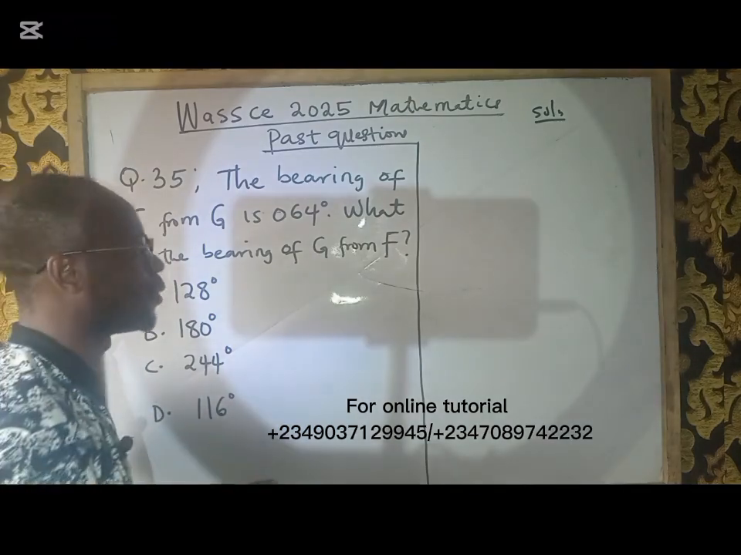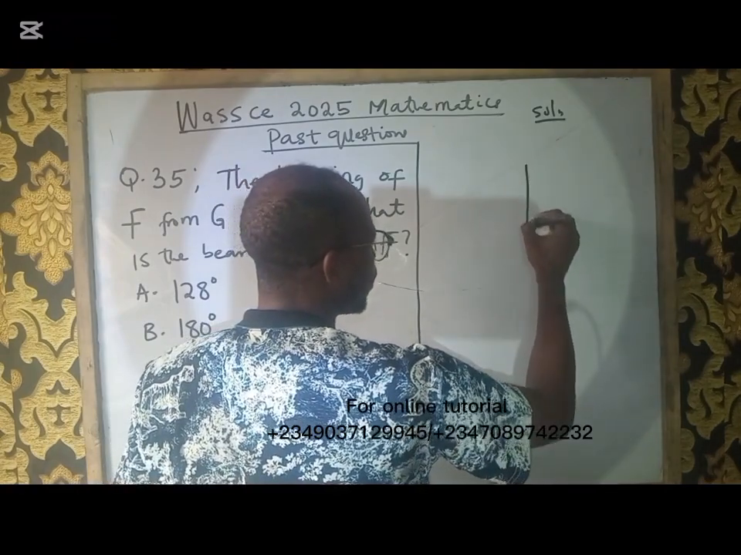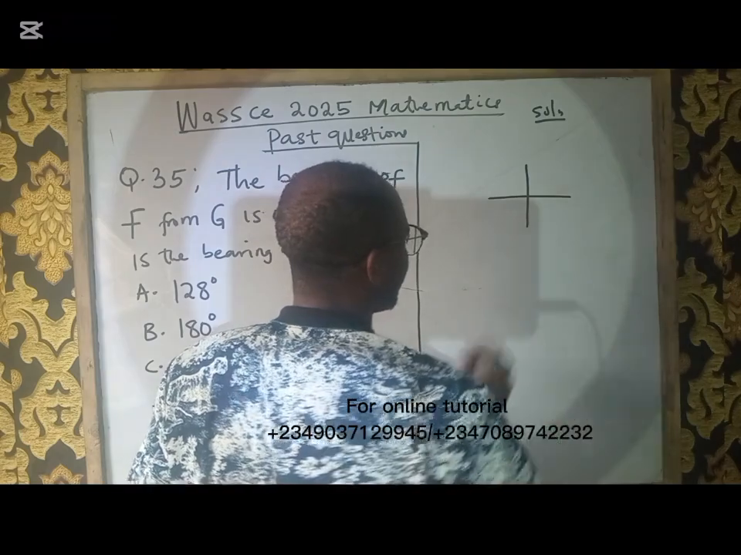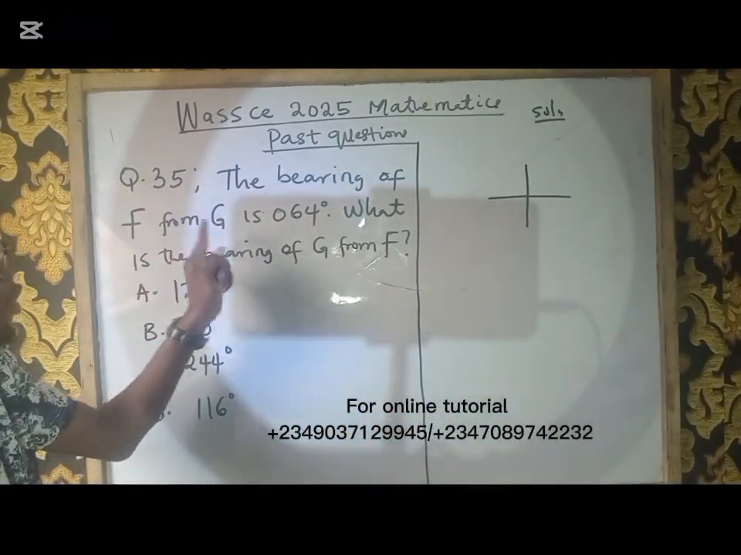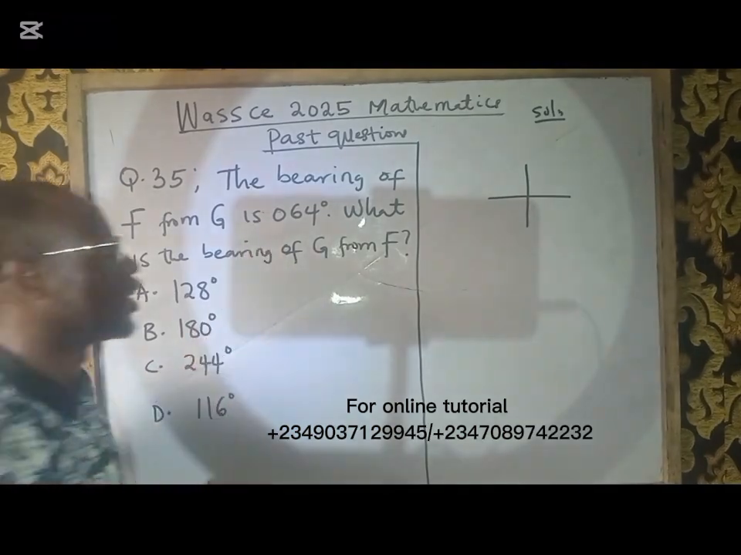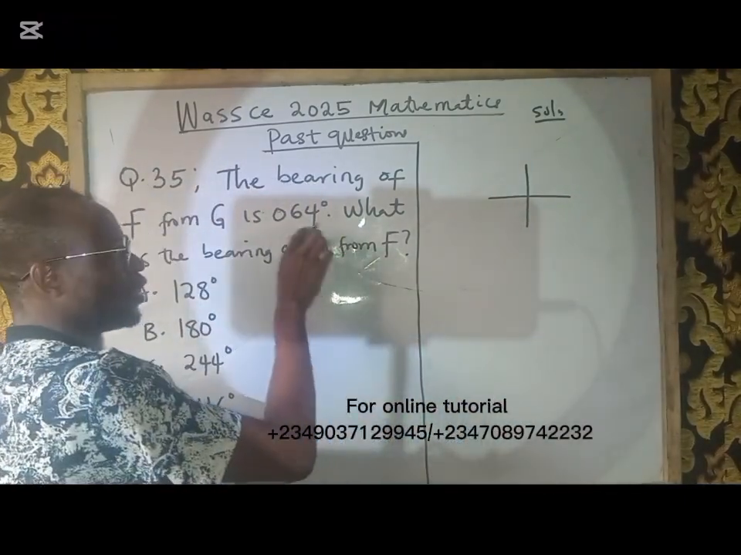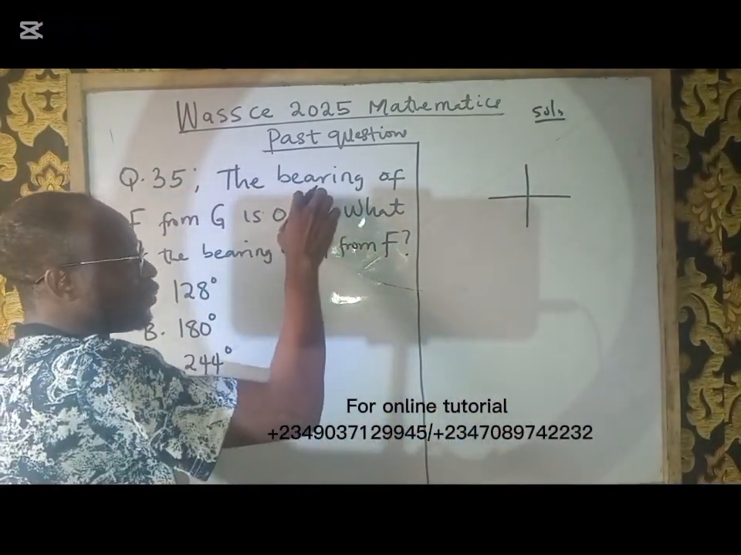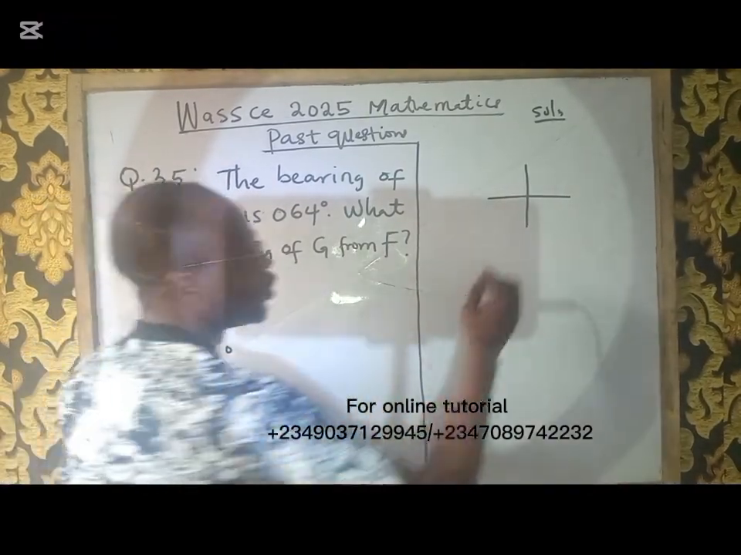So let's solve the problem. For you to solve this, you must have your four cardinal points, which is something like this. Start from the middle of your note. The bearing of F from G is 064. Now, from here to here is 90, so this is 64. That is 064. It's falling in the first quadrant here, which is within 90. So you are going to move this way.